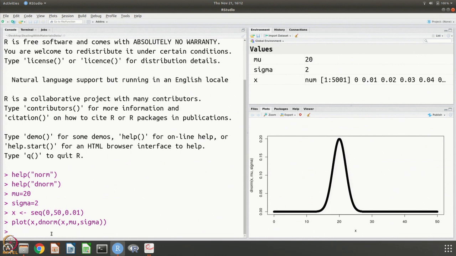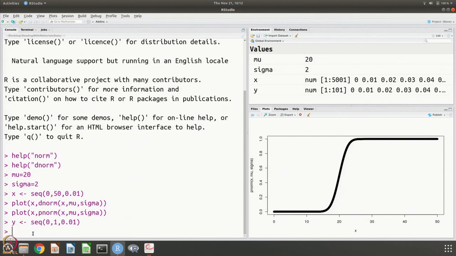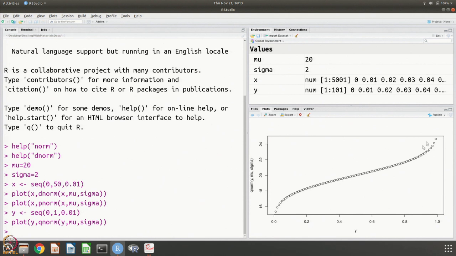So, this is the normal distribution, and you can of course make the cumulative distribution function, that is just by changing it to pnorm, and here is the cumulative distribution function. For quantiles we have to make sure that the sequence runs from zero to one. So, let us say that we want qnorm, and that is in terms of y. Here is the quantile function.